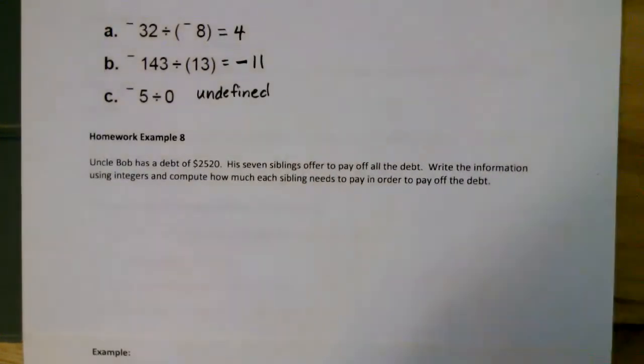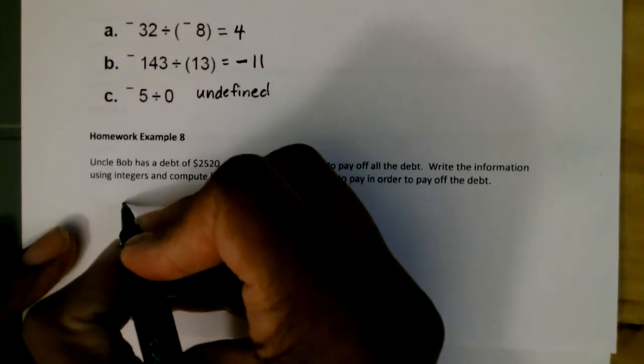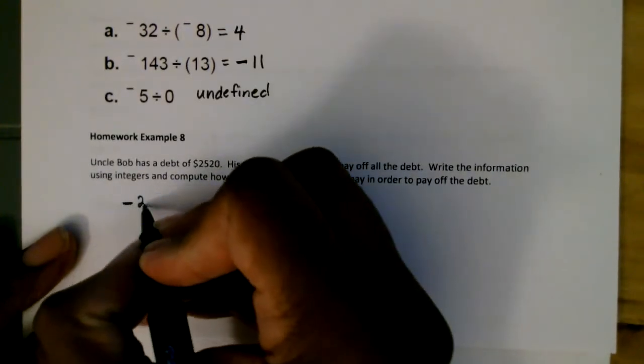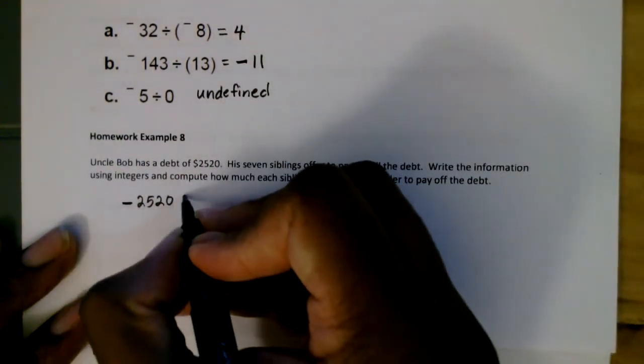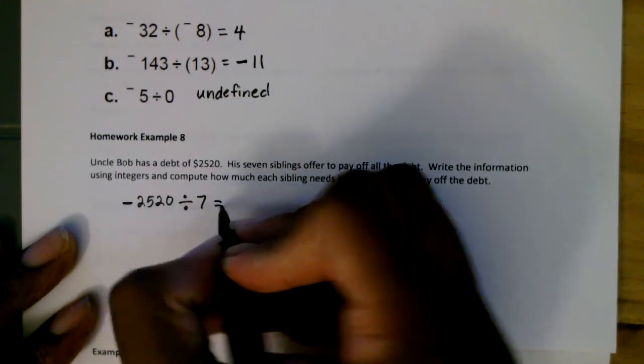All right, here's another homework example. Uncle Bob has a debt of $2,520. His 7 siblings offered to pay off all the debt. Write the information using integers and compute how much each sibling needs to pay in order to pay off the debt. So he has a debt of $2,520. I'll represent that as negative 2520. 7 siblings agreed to pay off the debt. So we divide by 7.